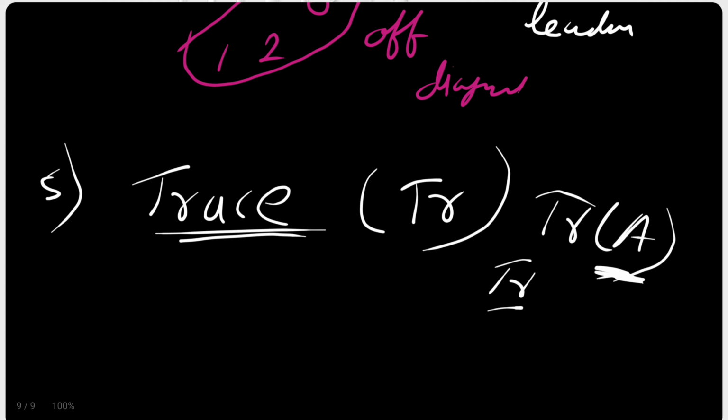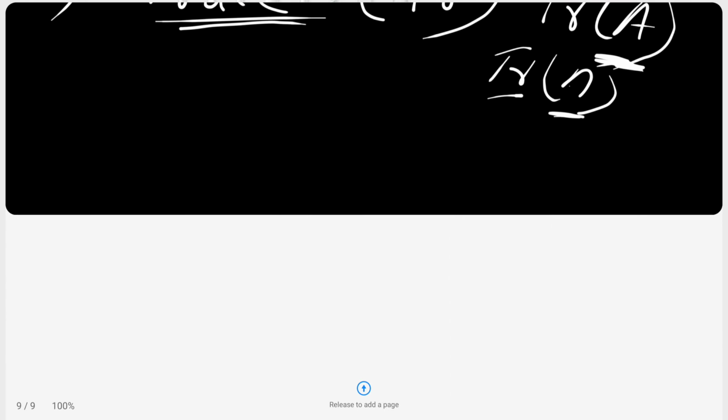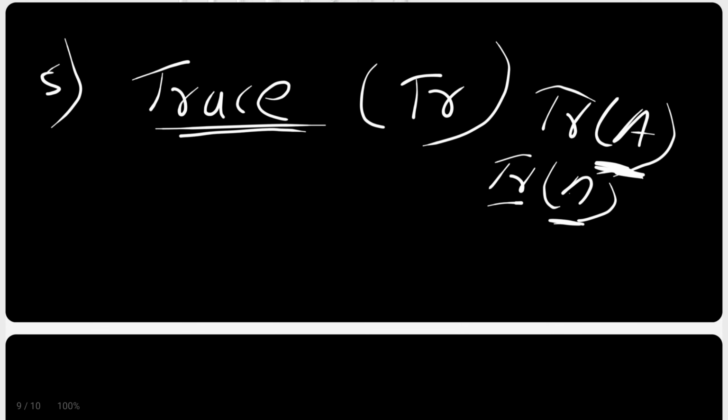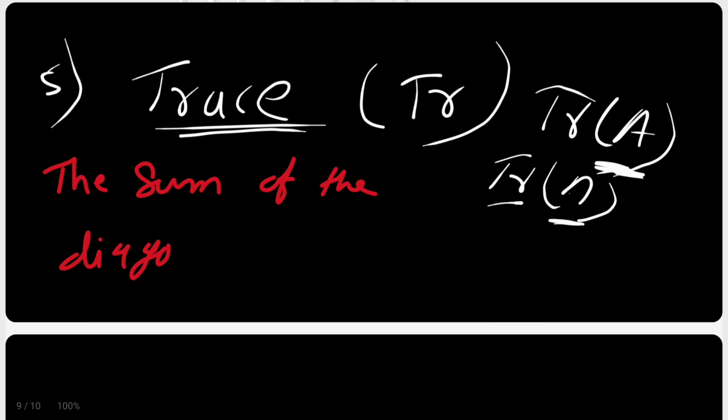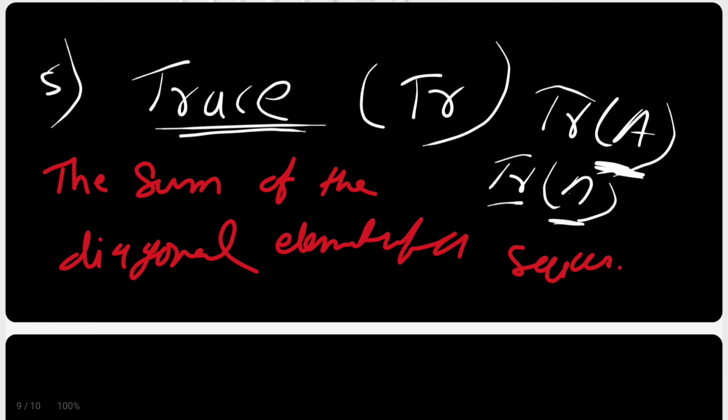TR means trace, and in this bracket A means any matrix will be there. Okay, let me explain. First let's see the definition, then we will go there. Okay, come to the topic. What trace means: the sum of the diagonal elements of a square matrix.